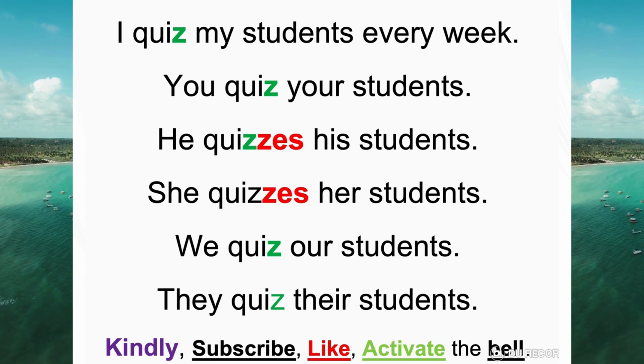You quiz your students. He quizzes his students. She quizzes her students. We quiz our students. They quiz their students. I quiz, you quiz, we quiz, they quiz. The verb doesn't change, but with he and she, since the verb quiz ends with z, we add another z and es. You should remember this. He quizzes, she quizzes. Let's see the negative form.